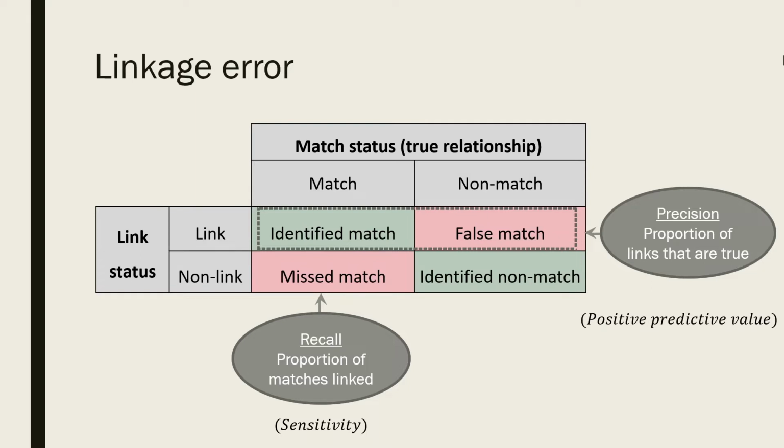And from these 2x2 tables, we can develop measures of linkage error, the most common of which are recall and precision, which relate to sensitivity and positive predictive value, which you might be familiar with from other applications of 2x2 tables, for example, in diagnostic screening.